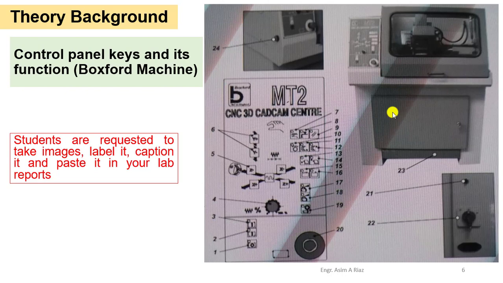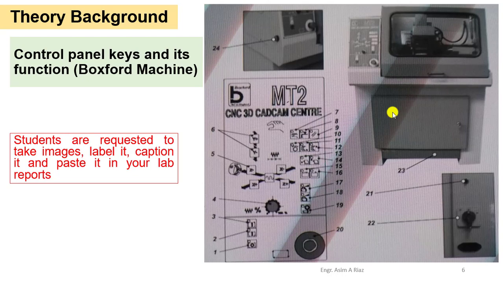Third is cycle start. If you want to run the whole program simultaneously as a whole, then you have to press the button that is labeled 3. 4 is feed motion control.